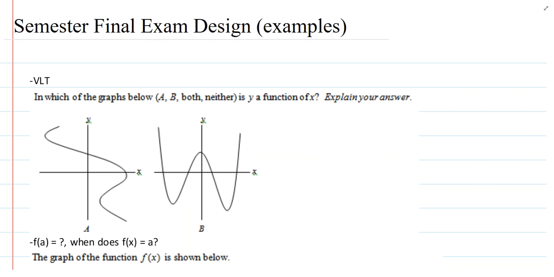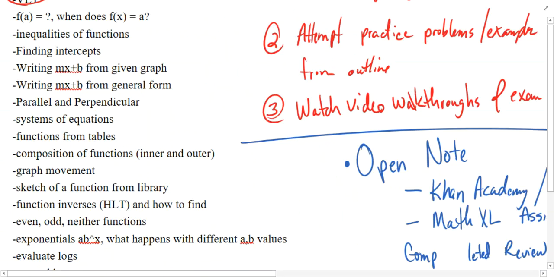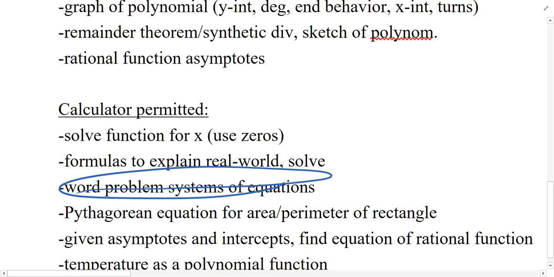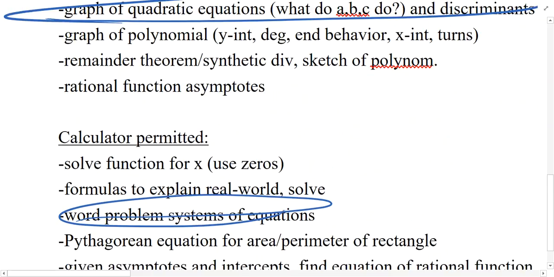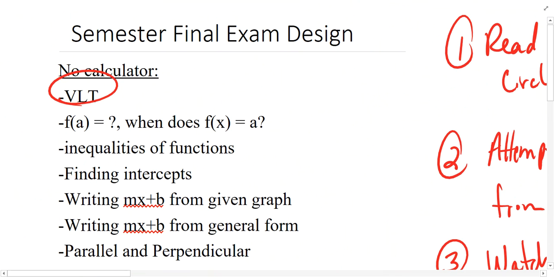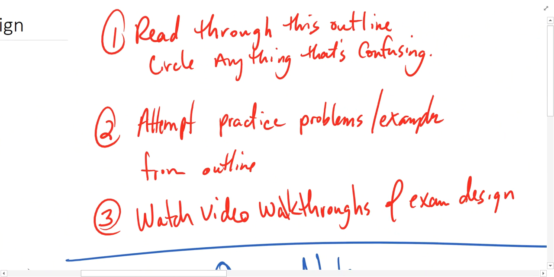In this video, I'd like to complete several examples from the semester exam review for college algebra. In class, we talked about reading through the exam design first and circling the items that may be confusing or items that you don't quite recall from class. That'll give you an idea of what to focus on while preparing yourself for the test next week.